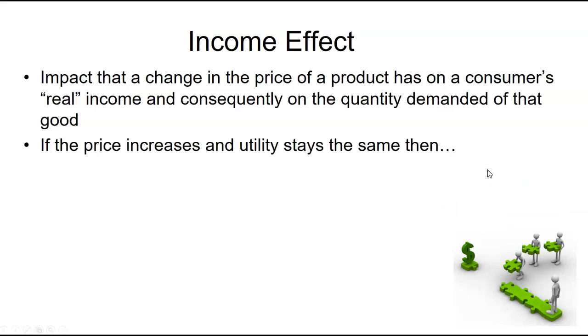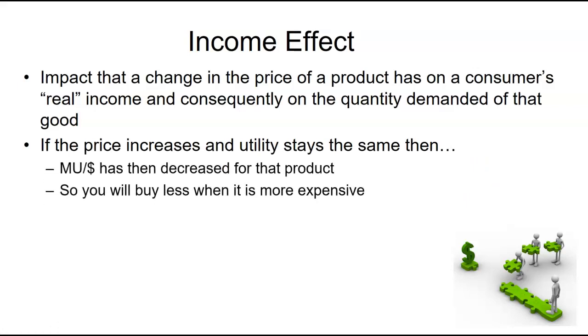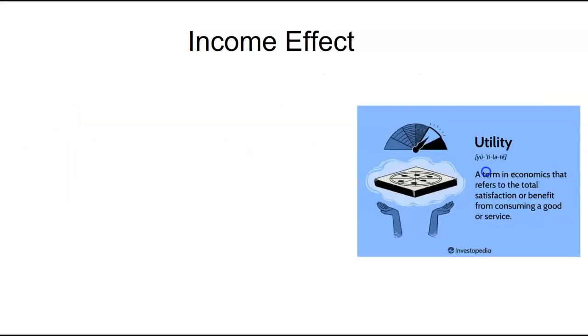So if the price increases and utility stays the same, then the marginal utility per dollar has been affected. It's decreased for that product. So you're going to buy less when it's more expensive because you don't get as much use out of that good. Now, what do I mean by that?